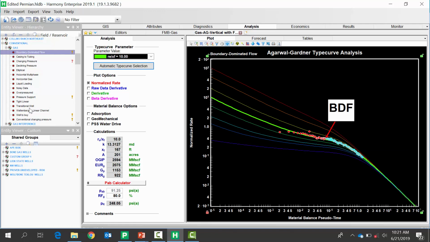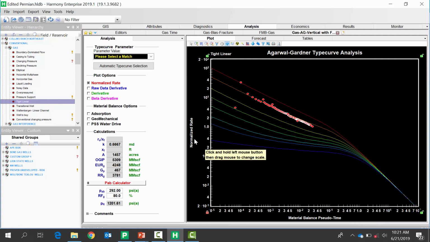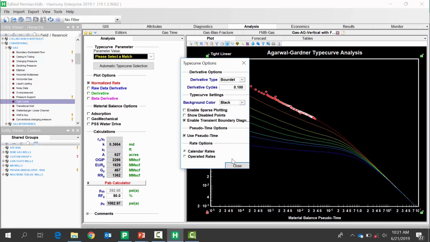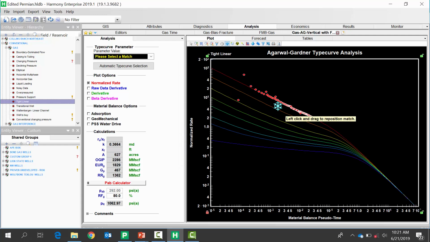Now let's look at another case just to illustrate a different story. Here I've got a different well. The thing I notice is I have a half slope, which means very linear flow. I'm going to turn on this boundary-dominated flow diagnostic, and I don't really see my data curving downward at all. This would not be a good match, right? I still have a straight line, which is linear flow, and so I would say this well is still in transient flow, not boundary-dominated flow.